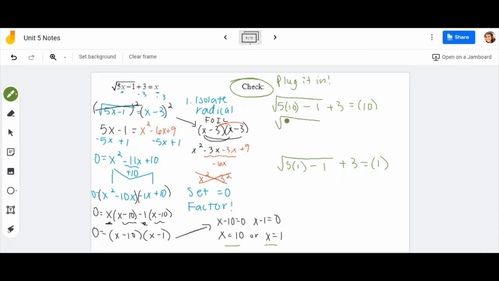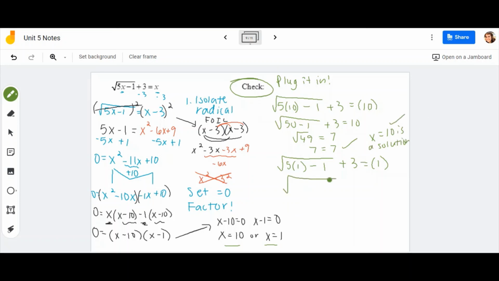So under my radical, I get 50 minus 1. So I get 49. I can subtract that 3 over, so I get 7 and the square root of 49. The square root of 49 is 7. 7 equals 7. So that means x equals 10 is a solution.